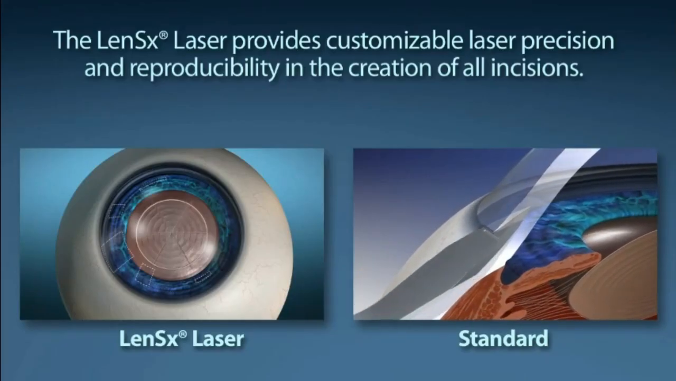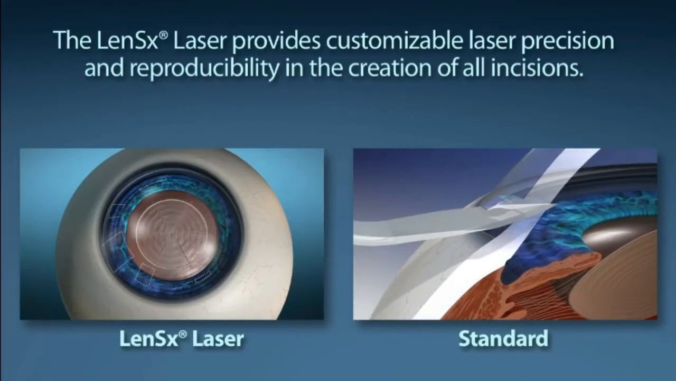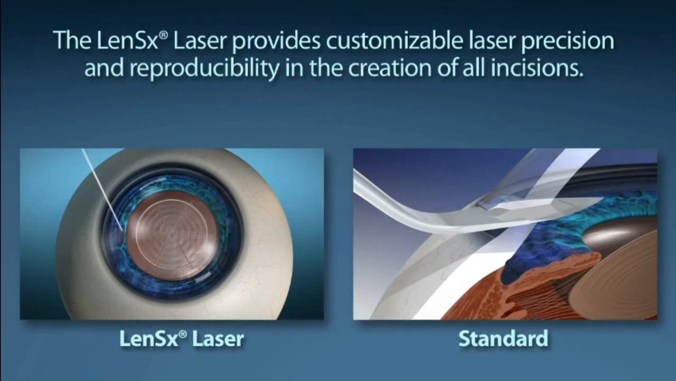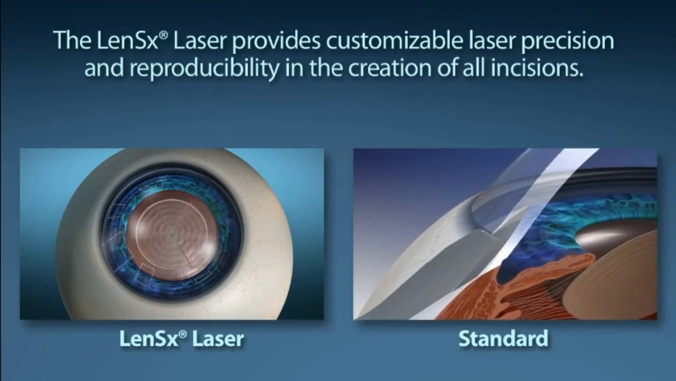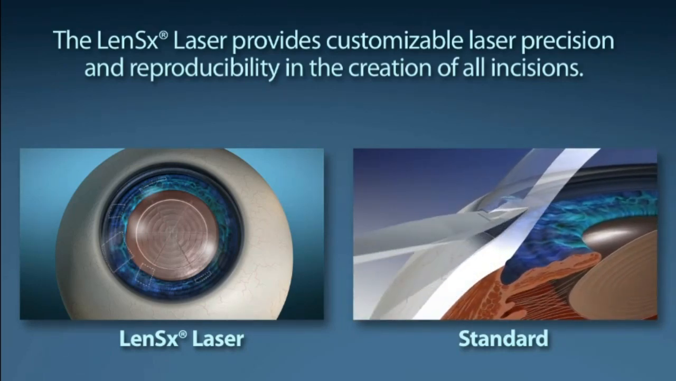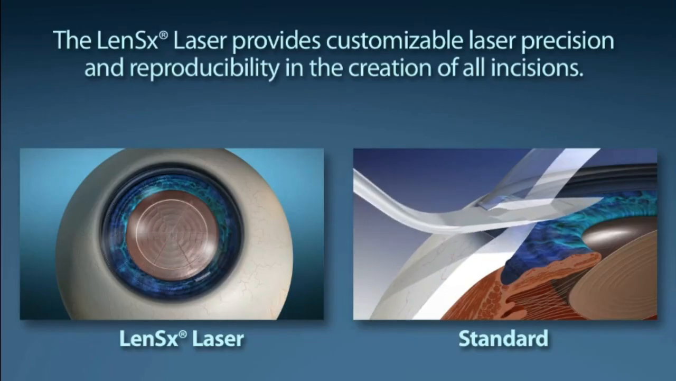In the standard cataract surgery, the incisions are taken by a blade as seen on the right side of the screen, and on the left side of the screen, the incisions are taken by the laser. There are two advantages of this incision taken by the laser. One, it's a step incision, so it seals better, and number two, the incisions are planned in such a way that it reduces the cylindrical number.